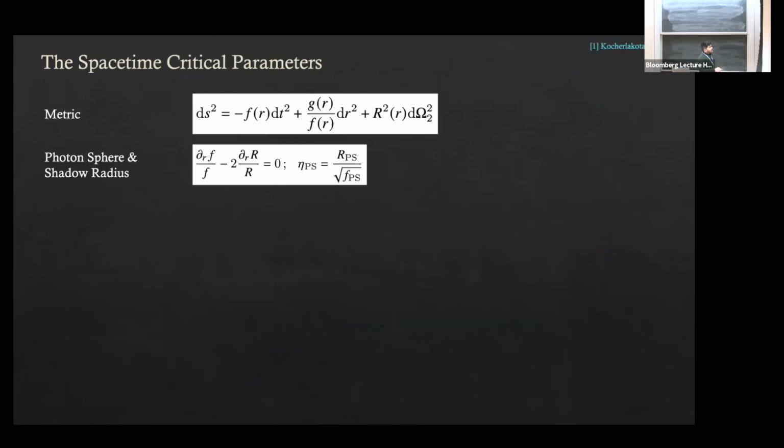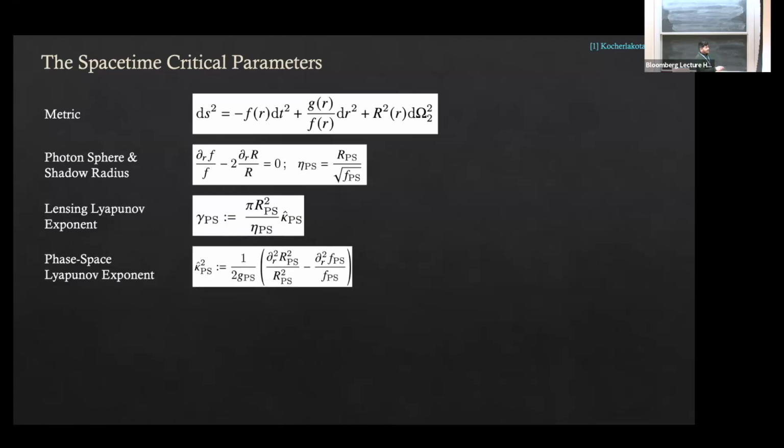So there are these other parameters, so let me just review what the spacetime critical parameters are. We started off with this metric. We said that this is the photon sphere, this is the shadow size. These depend only on the metric functions f and r. They don't depend on the metric function g. This is something that was noted also in a paper in 2020 by Sagittarius et al. So what this means is, if you measure the shadow size, you get a measurement effectively of this metric function f of gt. You are accessing a certain portion of the metric.